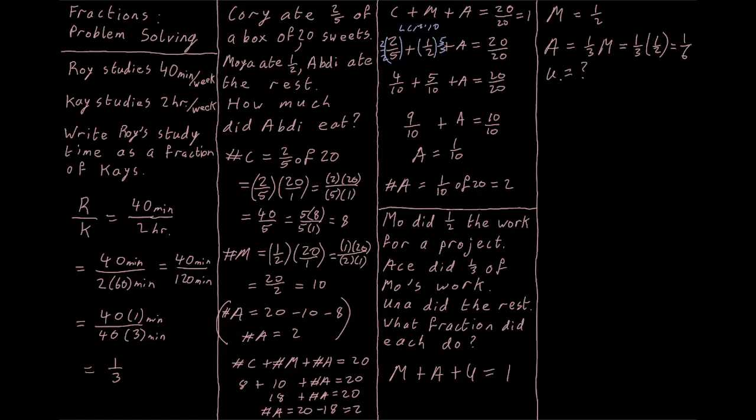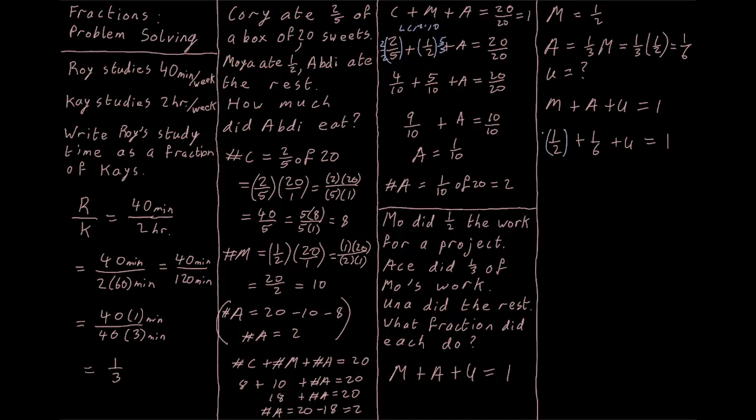So even if we can't figure out Una's fraction, by telling the story of how Ace's amount relates to Mo's amount, we're able to figure out most of the question. We have 2 of the 3 people figured out. So now we go back to this statement here and see if we can use it to figure out Una's amount. So we have Mo plus Ace plus Una must all add up to the total project. Mo did half, Ace did a 1/6, a third of a half, and Una's we don't know, and that adds up to our total.